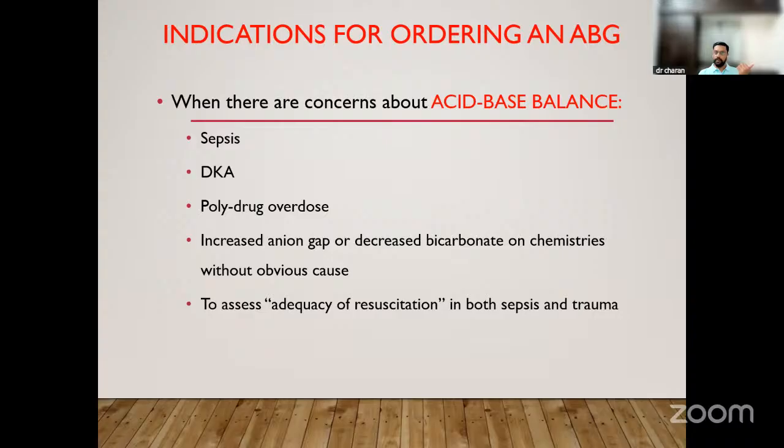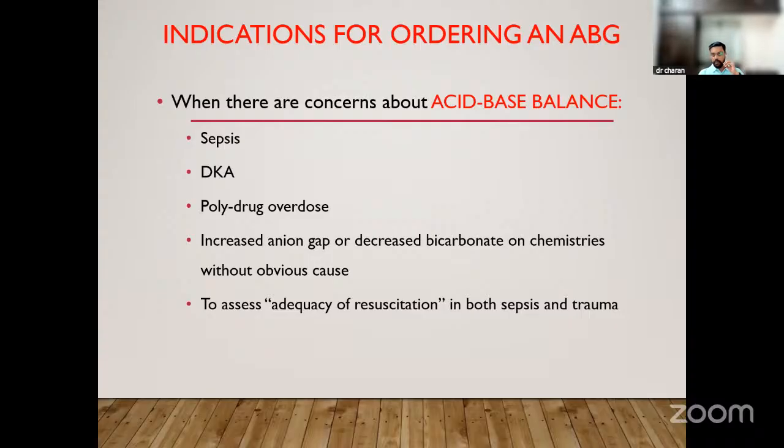Next is acid-base balance. As we saw earlier, the pH has to be maintained adequately. Unless the pH is maintained adequately, your organ function and your cellular level metabolism are going to be affected. In patients with sepsis, diabetic ketoacidosis, drug overdosage, or when you have a concern about bicarbonate or anion gap being deranged, in those situations, we need to know the acid-base balance.